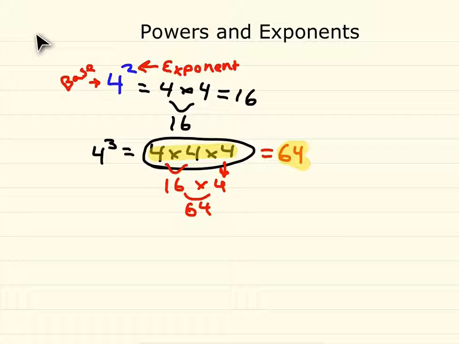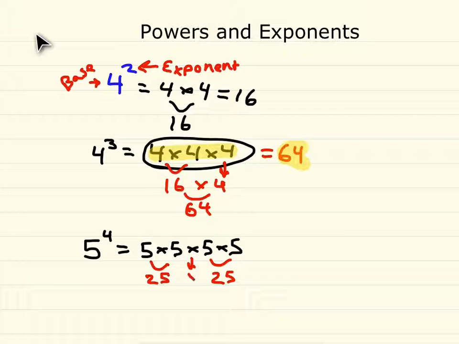Let's change our base this time. Let's say our base is 5, and we're taking 5 to the fourth power. Well, the product of the same factor would be 5 times 5 times 5 times 5, because again, you have to repeat your base as many times as your exponent tells you. And if we had to evaluate this or find the value of it, we could say, well, that's 25, and this is 25. We just have to multiply these together.